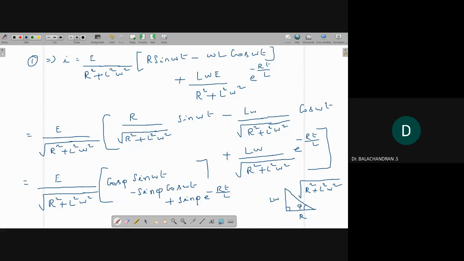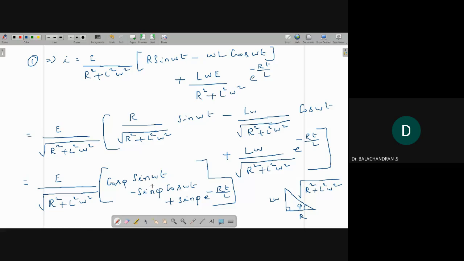So this term is from the previous equation. Don't get confused, that's why I'll write one by one here like this. Now this is sin a cos b minus cos a sin b, so you can write sin of a minus b. The first two terms I will write in the next page.